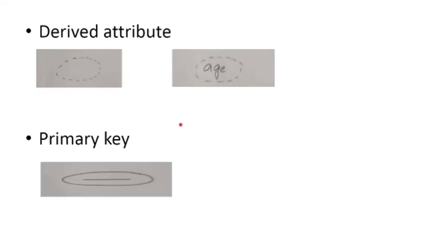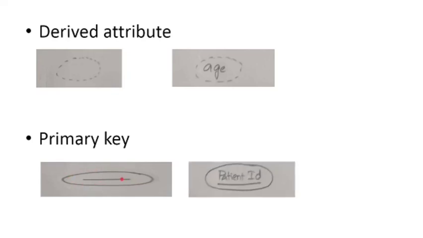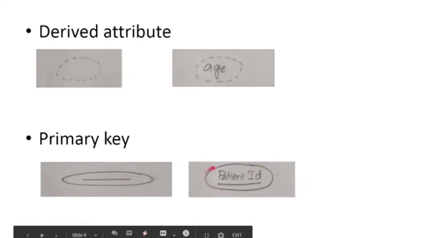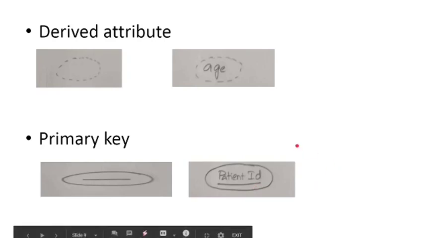Then what is a primary key? This is nothing but an attribute with the help of which we can uniquely identify that entity. Then that attribute we term as primary key. It is represented with this symbol, an oval shape with an underline. Consider patient ID as an attribute. With the help of this attribute, we can uniquely identify that object or that entity. So these are the types of attributes in ERD.